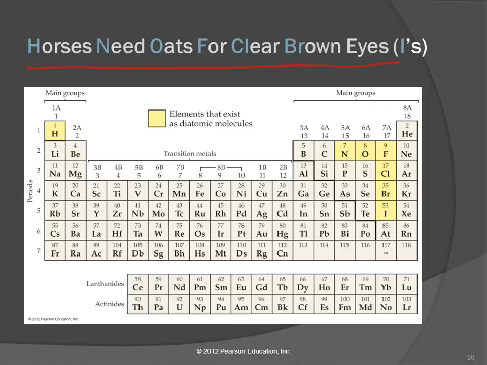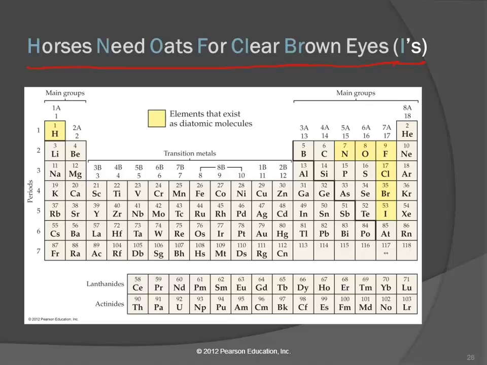The sillier, the better. And I realize that the eyes part is a little bit of a stretch. But look at the first letter, horses. That's hydrogen, nitrogen, oxygen, fluorine, chlorine, Cl even, Br, bromine, and iodine. Those 7 are found as diatomic elements, and you need to know that, okay? This is important to know.